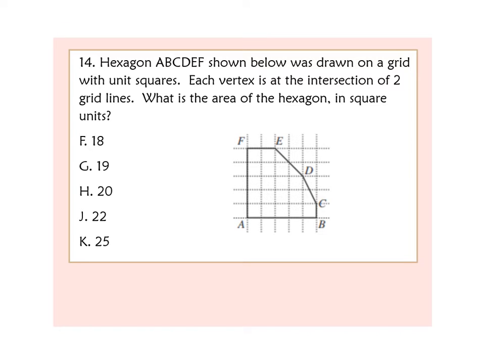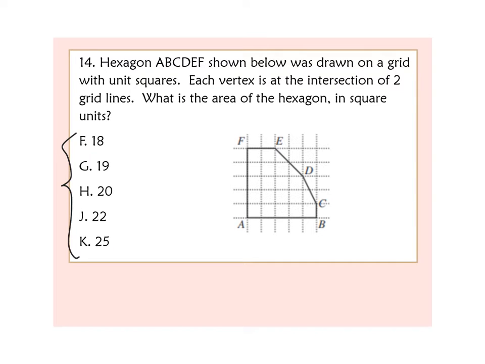The first example from the geometry ACT practice says hexagon A, B, C, D, E, F shown below was drawn on a grid with unit squares. Each vertex is at the intersection of two grid lines. What is the area of the hexagon in square units? One thing to notice is that the answers for this problem are set up in order from least to greatest, and that continues to happen on the ACT.